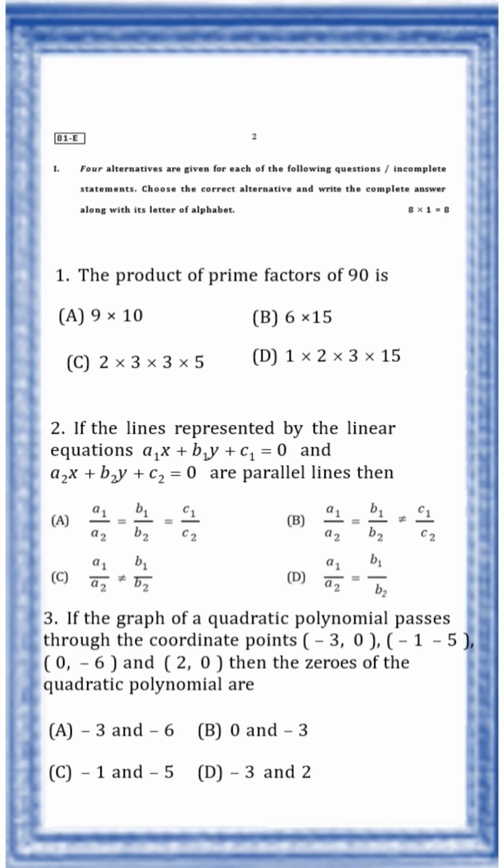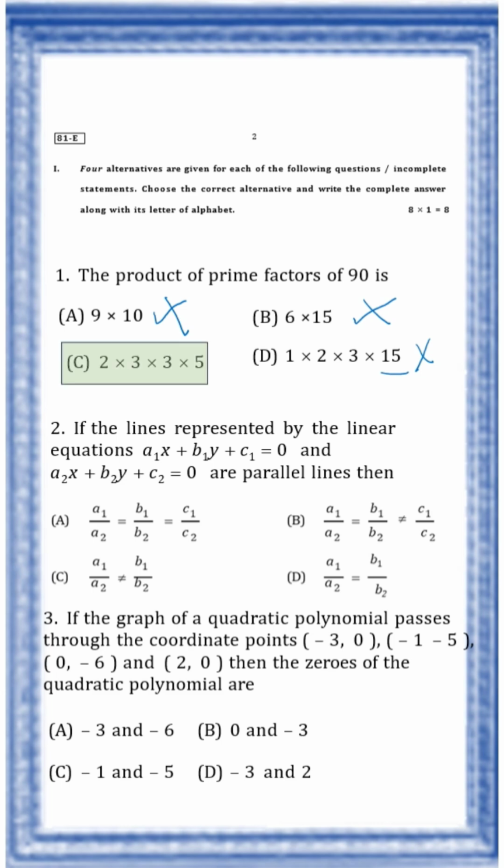Observe the first option, 9 into 10. Both numbers are composite numbers, so this option is wrong. Option B, 6 into 15. Both are composite numbers, not prime numbers. Option D, here 15 is not a prime number. Option C, observe all the numbers are prime numbers, and the product of 2 into 3 into 3 into 5 is equal to 90. So option C is correct.